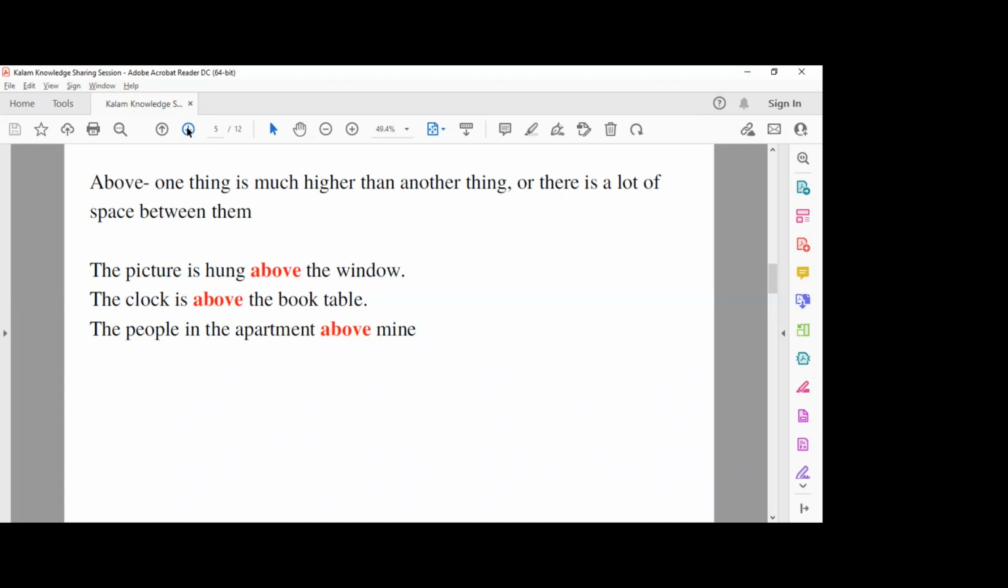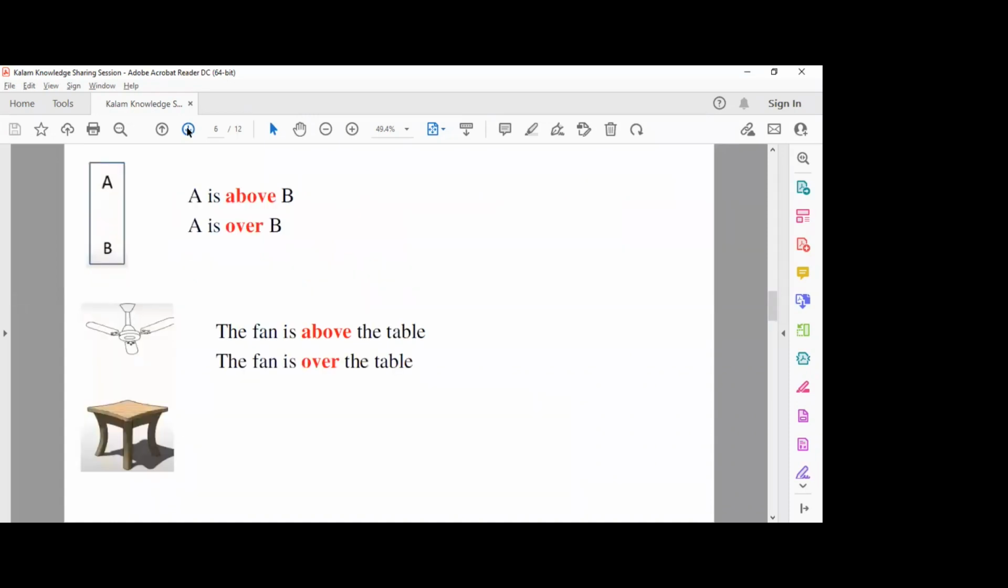Next one is the people in the apartment above mine. So they are staying above my apartment. So in that case, we have to use above. It is stable only.